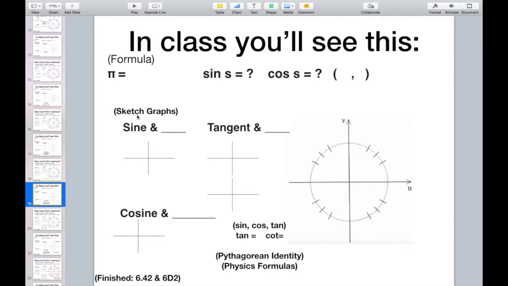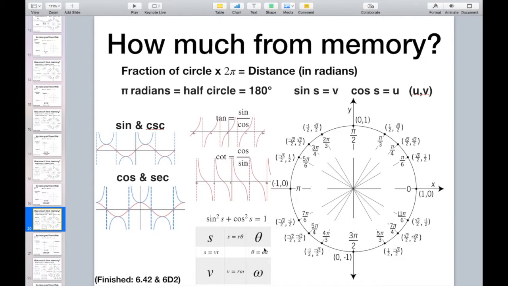Alright, now that we've finished assignment 6D2, you'll walk into class and you'll see lots of fun, happy friends that we've been memorizing for a while now. We're going to use a lot of the earlier ones that we've started with, because now we're going to apply the idea of sine and cosine and tangent to degrees. So let's make sure that we have all those things memorized. The physics formulas are new, and here they are down at the bottom.